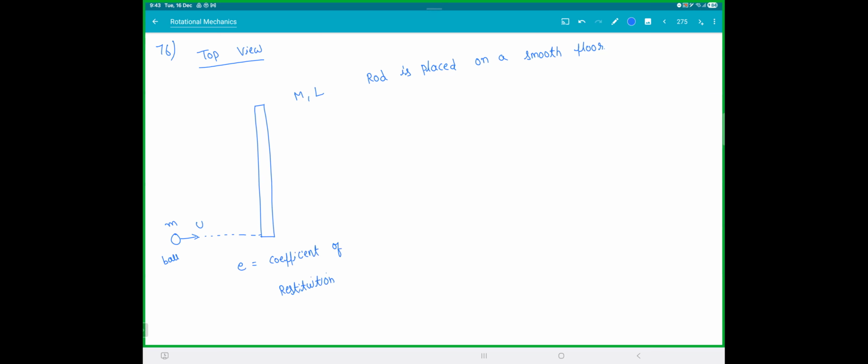We'll do one problem with all variables, and we'll put some numbers. So first thing, find velocity of the rod, omega of the rod, velocity of the ball after collision.